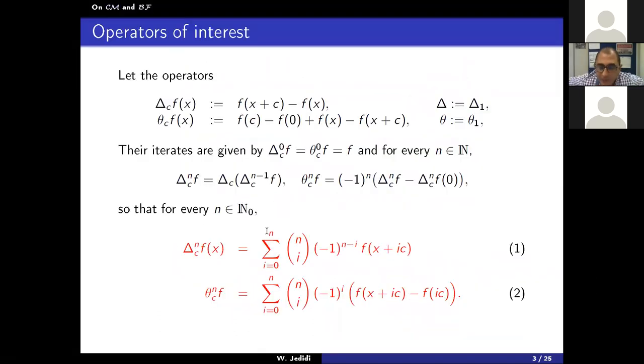Okay, now we enter into some very analysis stuff. I need to introduce these difference operators, this one, and the kind of reversed one, delta and theta at c. And we are interested in the iterates of these operators. So for a function f, the iterate has this form for delta and this one for theta.